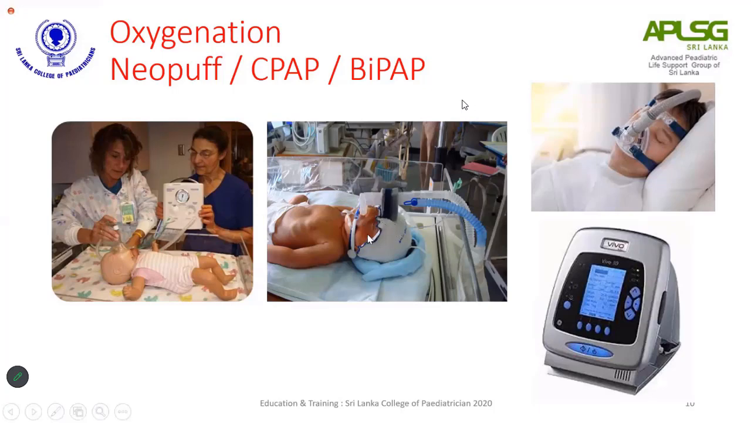Continuous positive airway pressure, as you can see on the second picture, is also used to deliver a specific oxygen concentration in the ICU or the high dependency units, especially for young infants in conditions such as bronchiolitis and other respiratory issues. BiPAP is not very commonly used in children, but is also used to deliver oxygen.